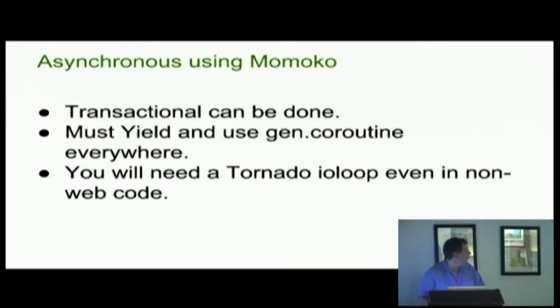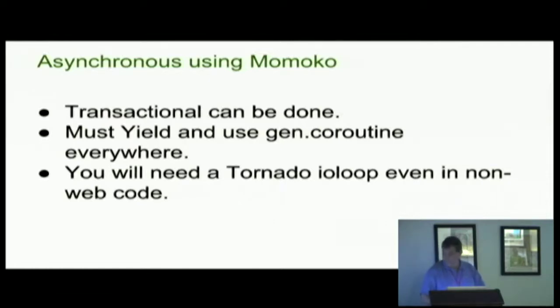The other thing that is kind of sucky about this is let's say that you want to use the models that you've written in an offline module as well as in your web application. Well, now if you're using Momoko, you've got to run a Tornado I/O loop in your non-web code, and that's kind of not the world's best solution.